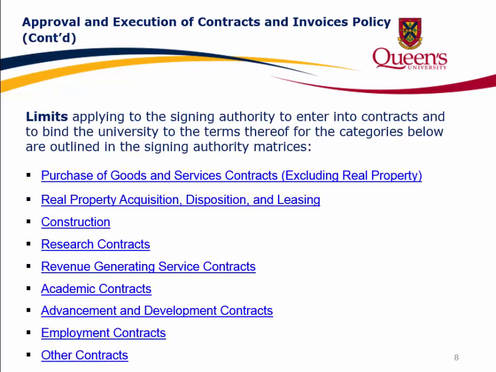Limits applying to the signing authority to enter into contracts and to bind the university to the terms thereof for the categories below are outlined in the signing authority matrices. Purchase of goods and services contracts, excluding real property acquisition, disposition, and leasing, construction, research contracts, revenue generating service contracts, academic contracts, advancement and development contracts, employment contracts, and other contracts.